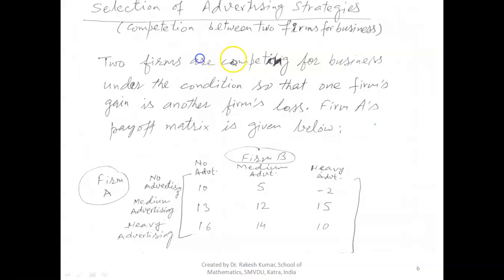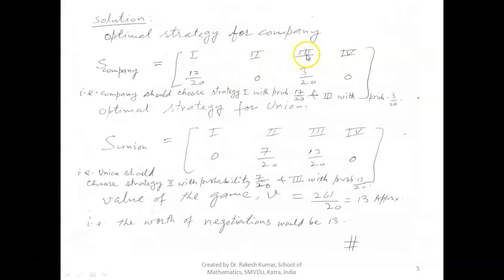So strategies 1, 2, 3, and 4. The solution comes out like this. These are the probabilities: 17/20, 0, 3/20, and 0. So what does this mean? This means that the company should choose strategy 1 with probability 17/20 and strategy 3 with probability 3/20. And the company should not go with strategies 2 and 4 because their probabilities are 0.